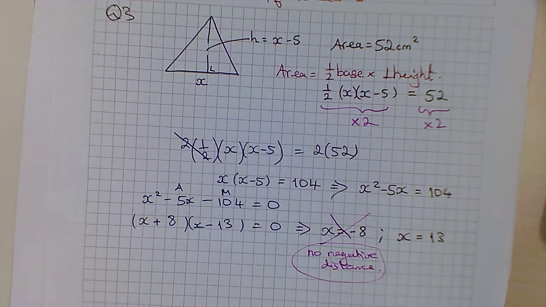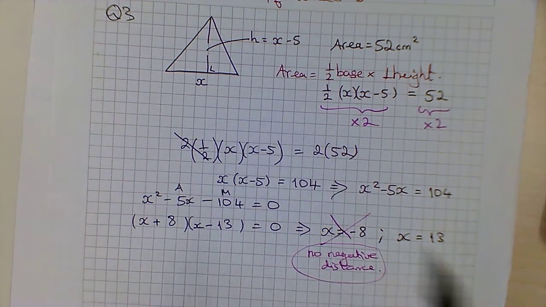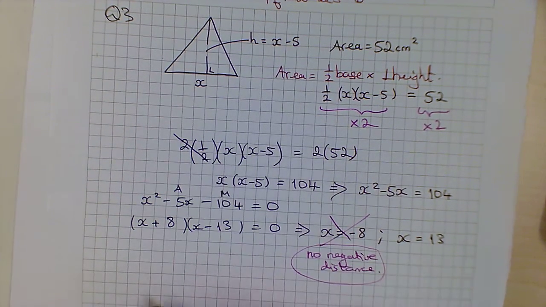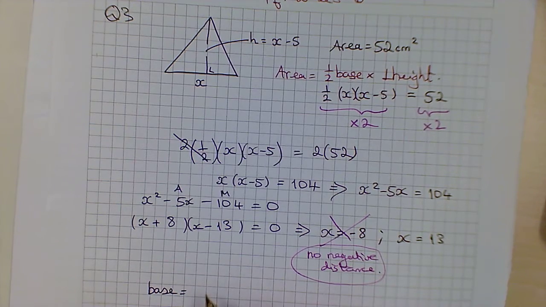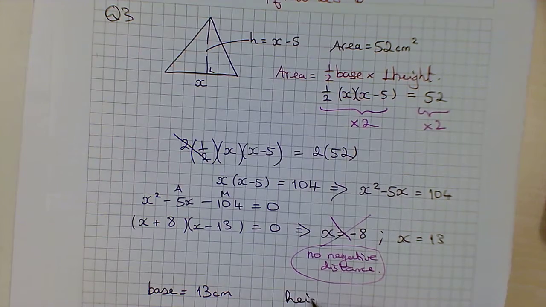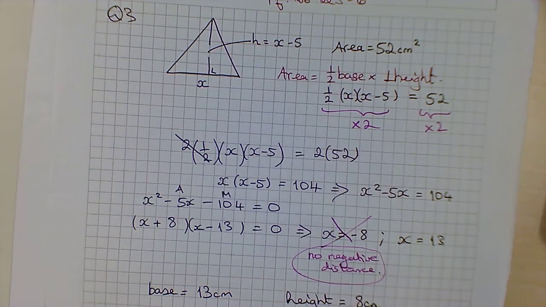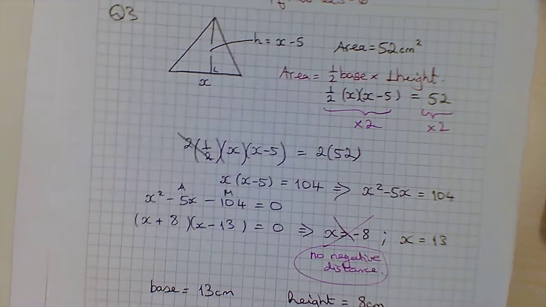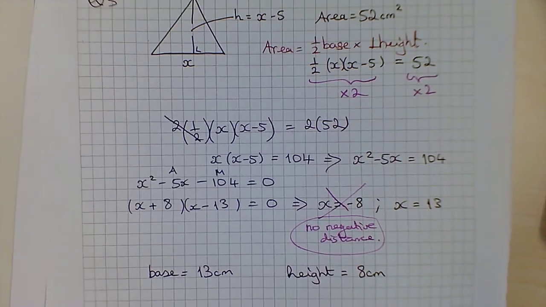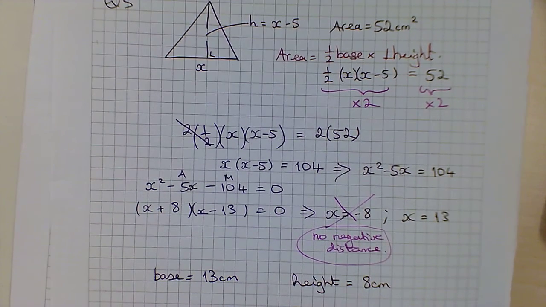But you'll notice something really interesting. X was, of course, the base of my triangle. Base of my triangle is 13 centimeters, and the height of my triangle was 5 centimeters less than that, which is 13 minus 5, 8 centimeters. Notice that has a relationship with that minus 8 there, and that often happens in these type of questions.